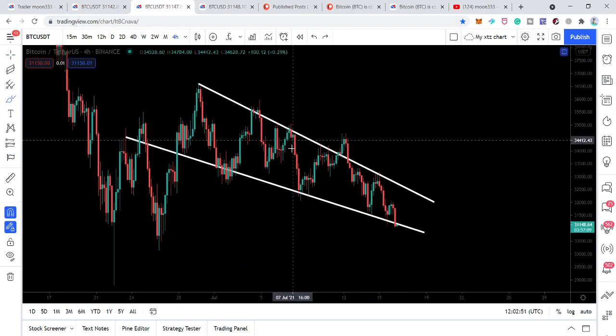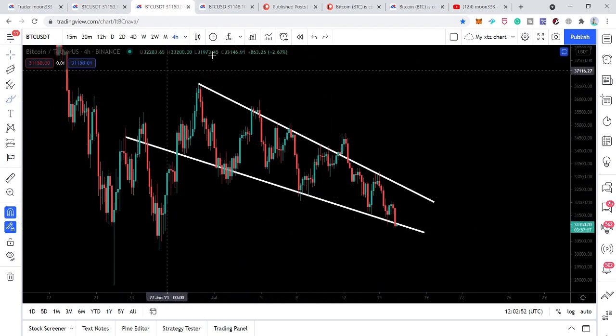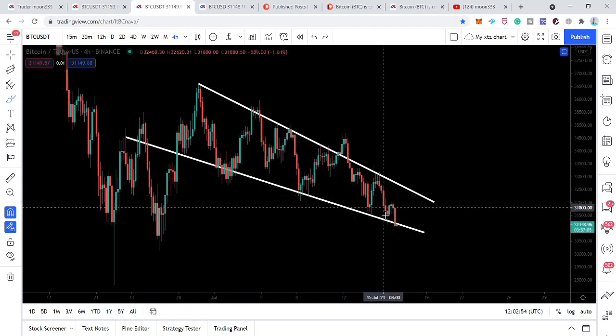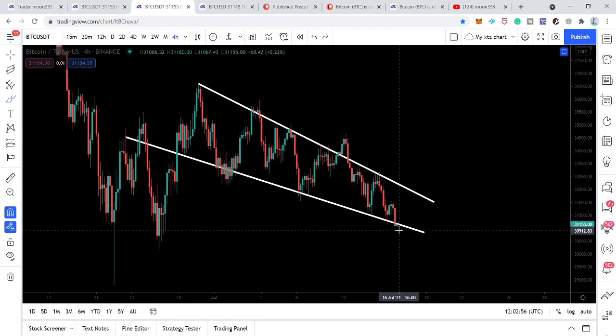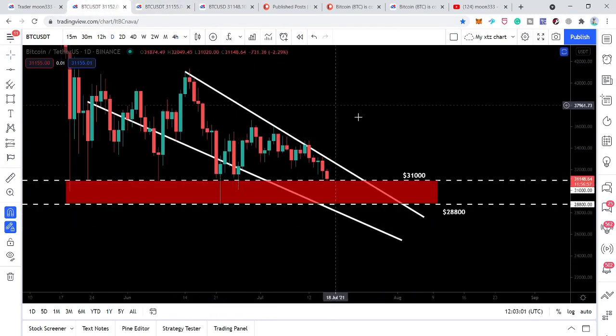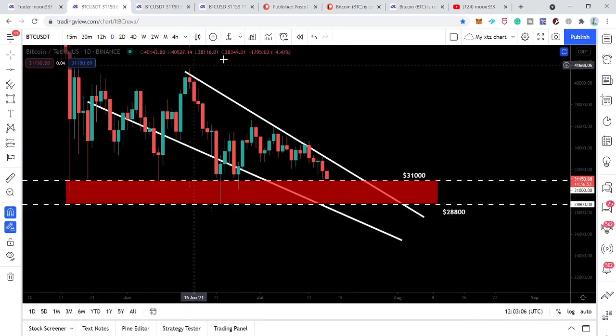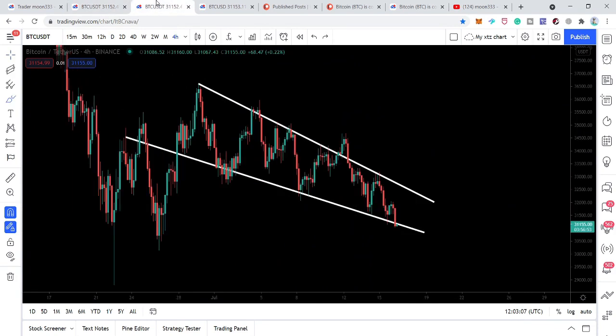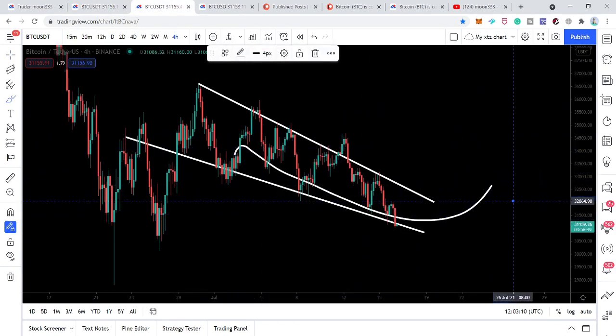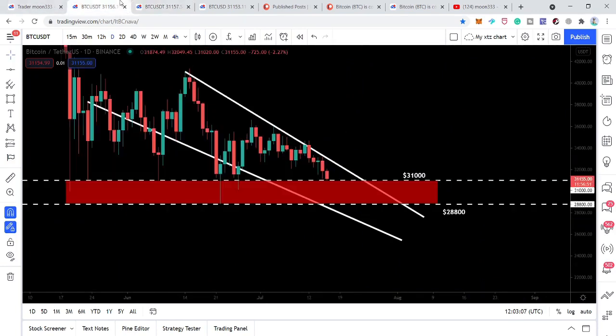Previously, we were watching this smaller falling wedge that has been formed on the 4-hourly chart, and you can see that the price action is moving at the support of this falling wedge. And at the same time, we are also having the formation of this bigger falling wedge on the daily time frame. And both patterns, the falling wedge patterns, are considered to be bullish reversal patterns among the traders community.